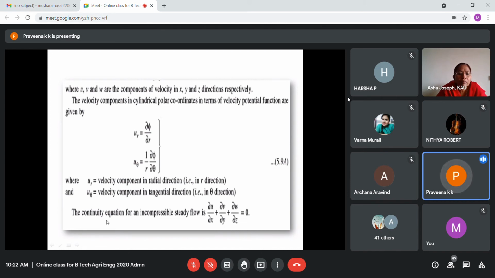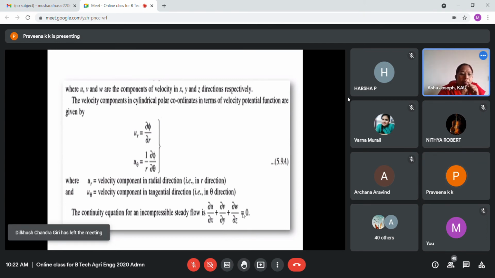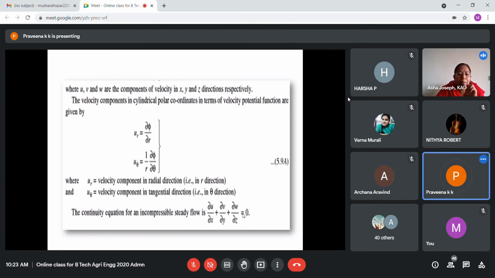And the continuity equation for an incompressible steady flow is dou u by dou x plus dou v by dou y plus dou w by dou z equal to 0. Remember the continuity equation in polar coordinates, which you have already studied; I derived it in the last class. For incompressible steady flow there is no component with respect to time. This equation is very important, so always remember the continuity equation in three-dimensional form.